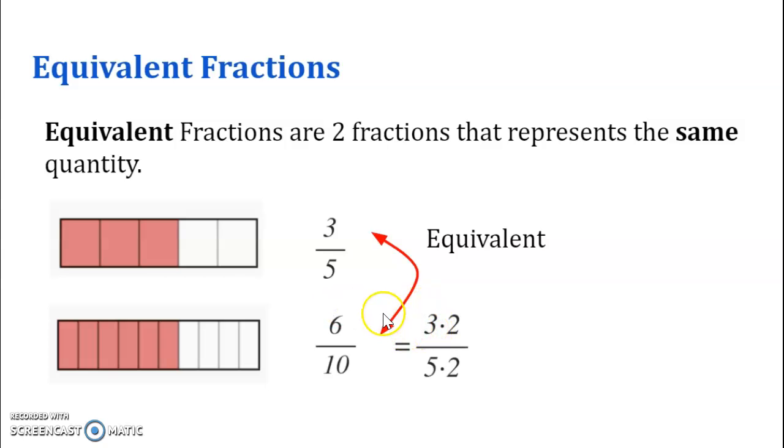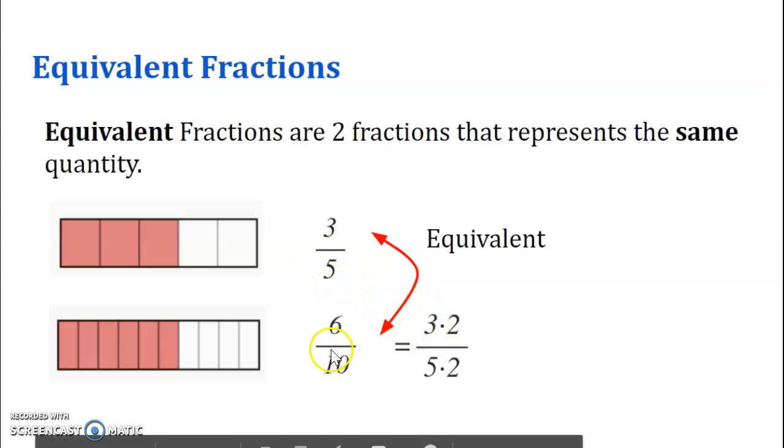And how do we get from 3/5 to 6/10? We multiply the 3/5 by 2/2. Why did we do that? To get the denominator to be the same. So to get the denominator of 5 to become 10, we multiply 5 by 2. And whatever I do to the bottom number, I need to do to the top. So if I multiply the top number, the numerator, by 2, that becomes 6.